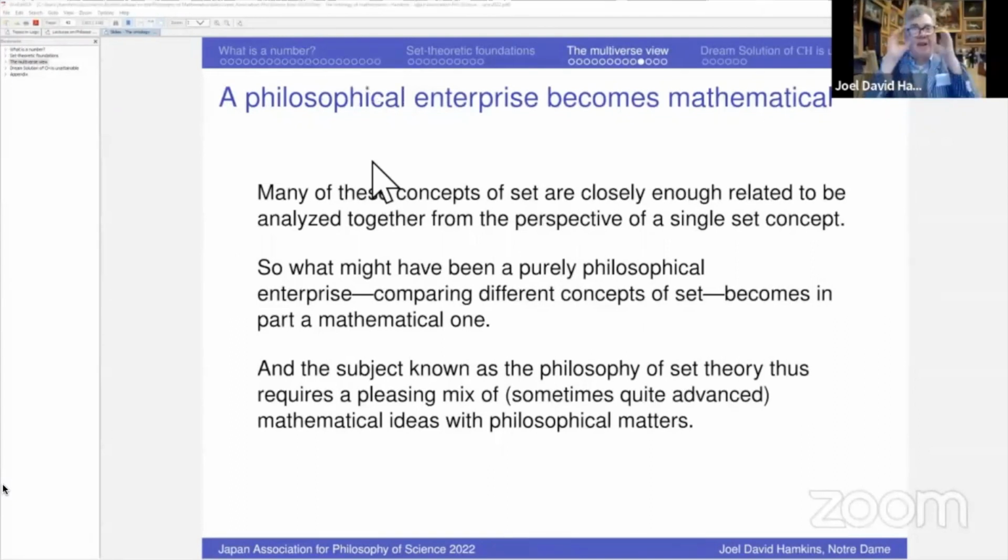So what might have been purely philosophical, comparing different concepts of set, is in part mathematical, because, for example, the ground model of a model of set theory can analyze the nature of set theoretic truth in the forcing extension. And those are mathematical questions, and yet one can view those as two different or multiple different set theoretic universes. So the subject known as the philosophy of set theory requires a pleasing mix of sometimes quite advanced mathematics, but also philosophical matters. It makes it super interesting, and I invite anyone to join the subject of the philosophy of set theory. Many, many open questions, interesting mathematically and philosophically.